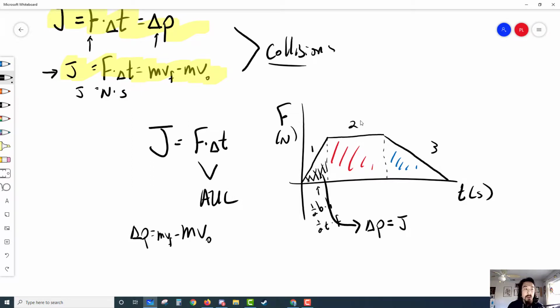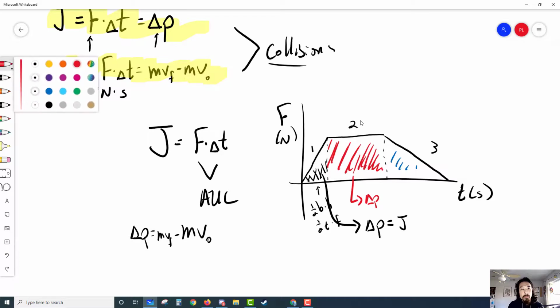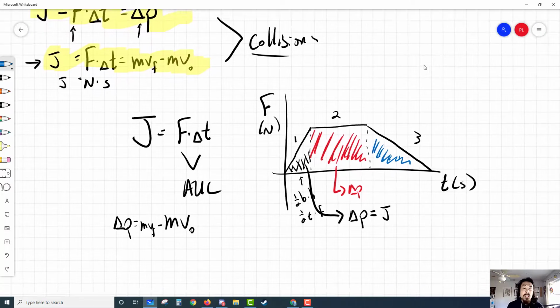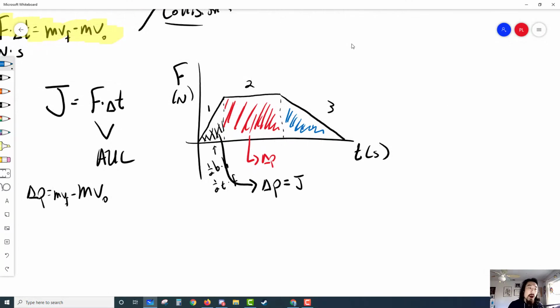Same for area number 2. In area number 2, we have this giant rectangle, right? Whatever the area of that rectangle is tells us the change in momentum. And same for number 3. Number 3 will tell us the change in momentum for whatever that is. And if you wanted to find the total change in momentum, you would just add up the area under the curve for parts 1, 2, and 3, and then we can find the total area under the curve, which is your total impulse. All right.